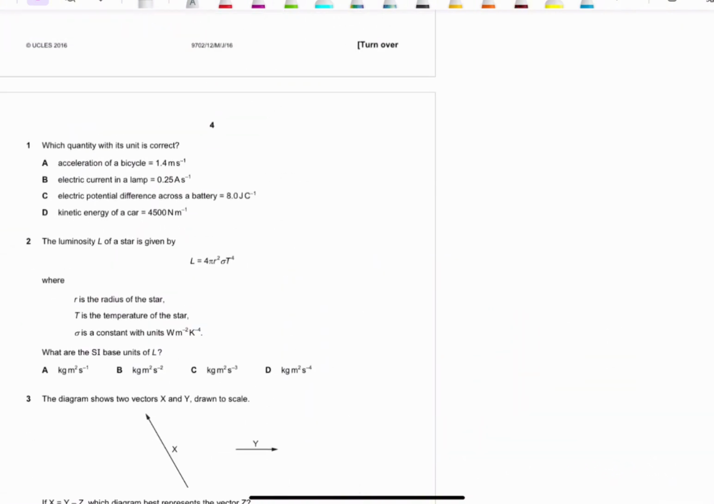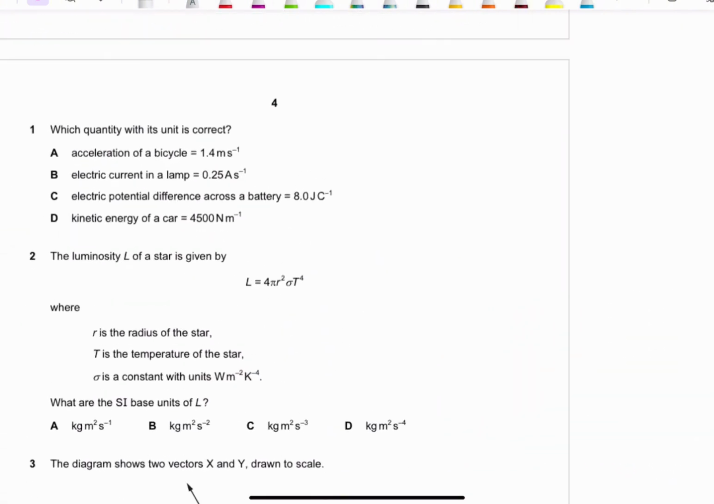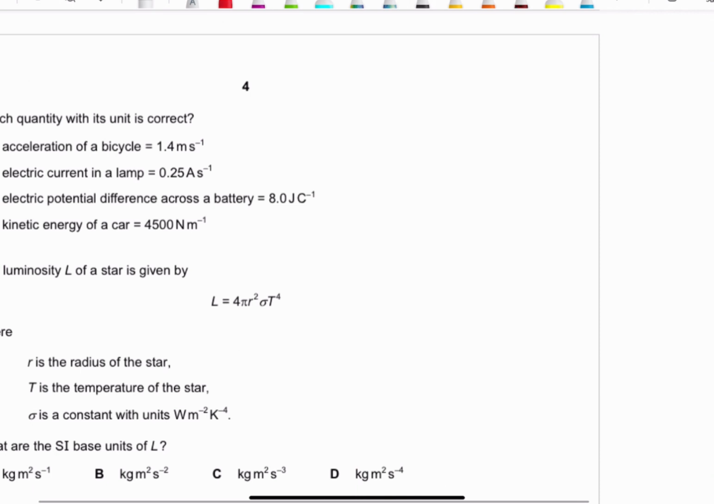So let's begin. Number one, we've been asked which quantity with its unit is correct. Okay, so let's start with the first one. The first one is acceleration. Basically acceleration is the rate of change of velocity. So for A, we know that acceleration is equal to velocity divided by time.